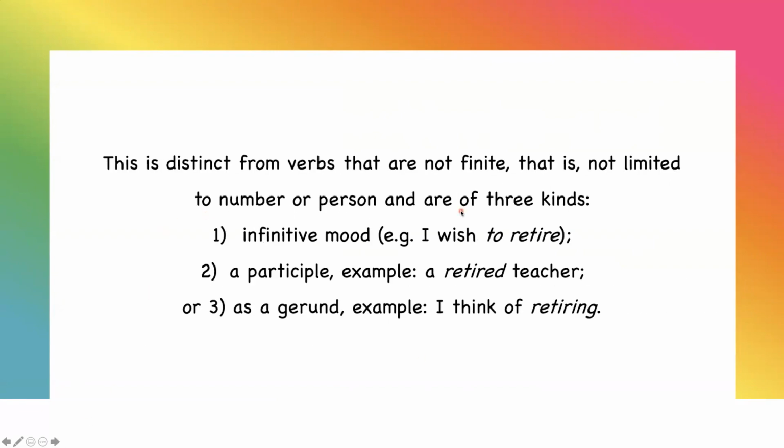This is distinct from verbs that are not finite, that is, not limited to number or person, and of three different kinds. Infinitive mood, for example, to retire, I wish to retire. A participle, for example, retired in a retired teacher. Or as a gerund, for example, retiring, as in I think of retiring.